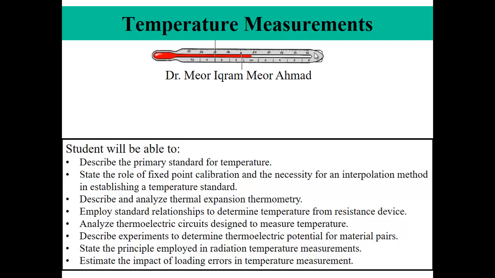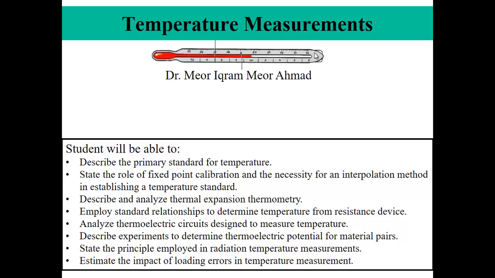So from that, at the end of this chapter, a student will be able first to describe the primary standard for temperature, second, state the role of fixed point calibration and the necessity for interpolation method in establishing the temperature standard. The third one, describe and analyze the thermal expansion thermometry. And fourth, employ standard relationship to determine the temperature from a resistance device. Fifth, analyze thermoelectric circuit designed to measure a temperature. Sixth, describe the experiment to determine the thermoelectric potential for material pairs. Seventh, state the principle employed in the radiation temperature measurement. And last but not least, estimate the impact of loading errors in a temperature measurement.